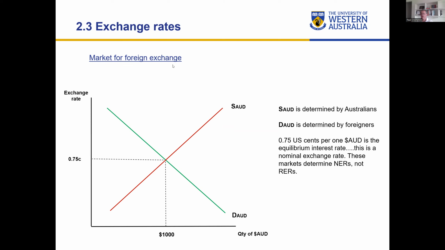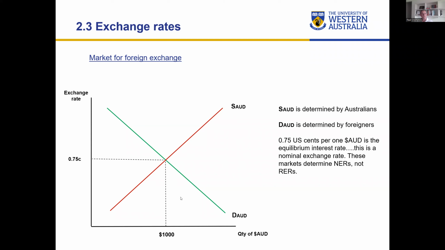So it's the Forex market. Very often it's abbreviated to Forex. And we've got the market for Australian dollars. So I've got the demand curve of the Australian dollar and the supply curve. It's a competitive market. These foreign exchange markets are competitive markets.